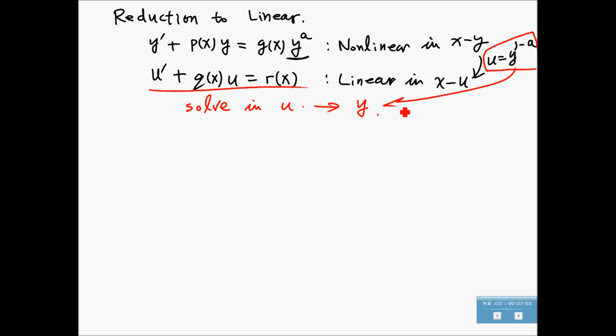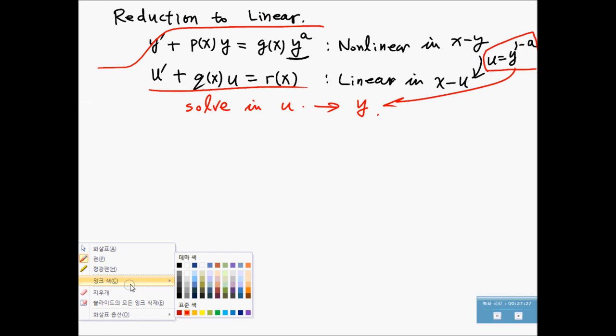We are always doing that. Something that is difficult, then we find the transform, and we go to something that is easier. And then we solve it there, and then we come back to the original state. That's the whole process of reduction. So let's look at how we are getting there.